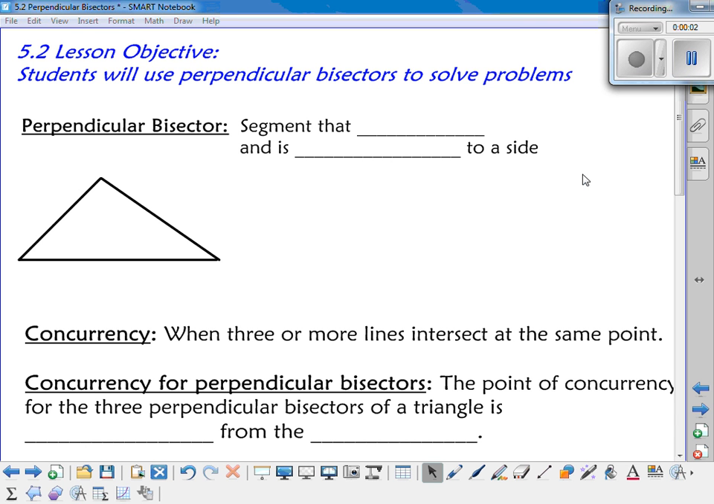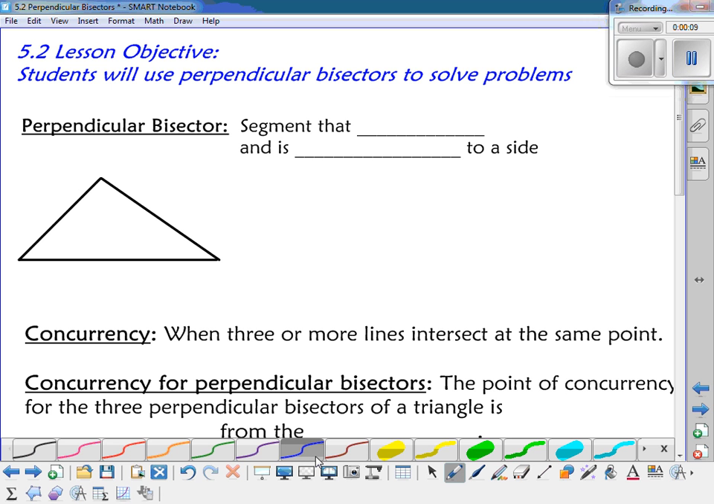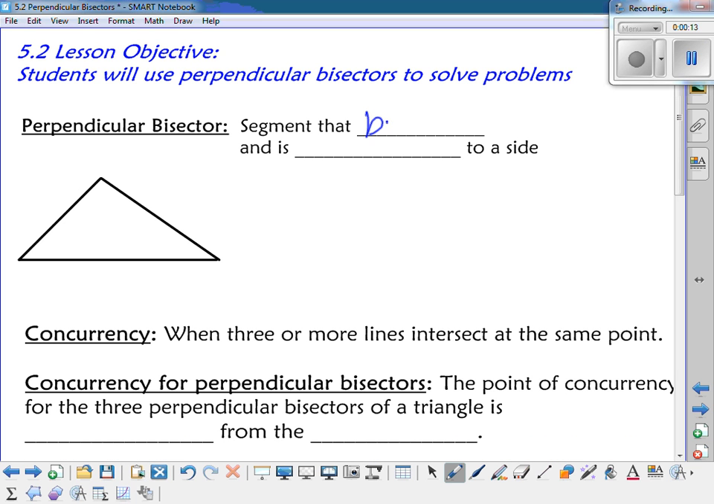The lesson objective of this video: students will use perpendicular bisectors to solve problems. So a perpendicular bisector is exactly what it sounds like. It's a segment that bisects and is perpendicular to a side of a triangle. So if it bisects it, that means it's going to the midpoint, and it's perpendicular.